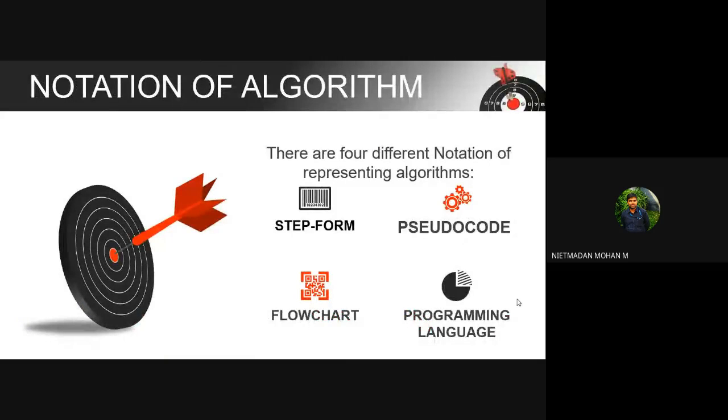And coming to the notation of an algorithm, this is a very important topic. Computer science people have heard about pseudocode, flowchart, and the step form. So these are the different notations that represent the algorithm: the step form, pseudocode, flowchart, and finally, on the developer side, programming languages.